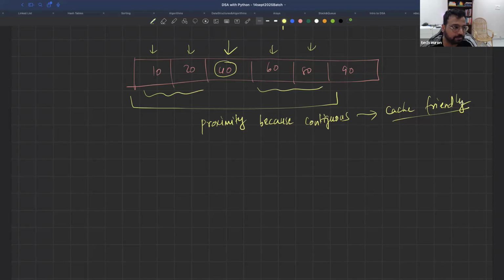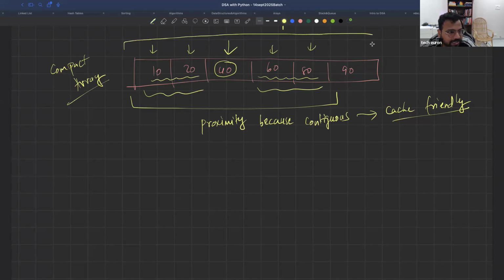So when you're trying to read something, the CPU will take adjacent values and store them in a faster subsector of the memory, from where it can get them even faster. Because in a compact array, the data is in a contiguous memory location, that's why it is easy to cache. You can cache the entire thing once, so it becomes even faster.